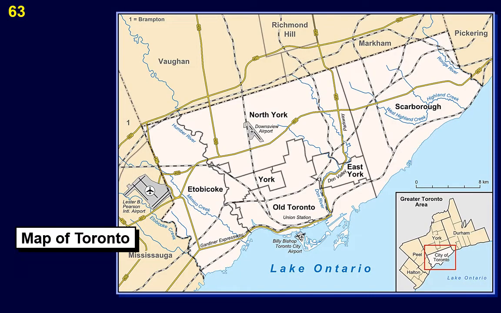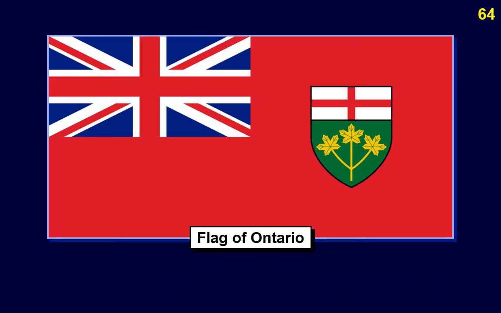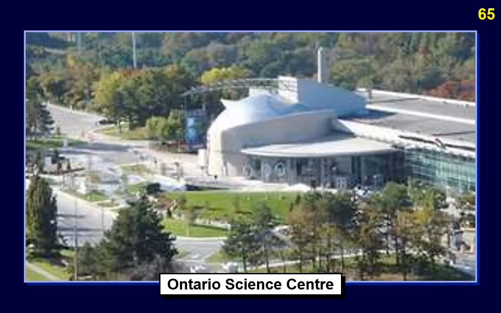This is a map of Toronto with major traffic routes. Also shown are the boundaries of 6 former municipalities, which now form the current city of Toronto. This is the flag of the province of Ontario. This is the Ontario Science Centre.